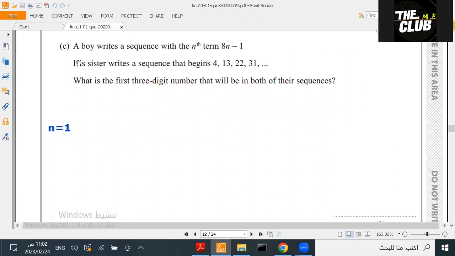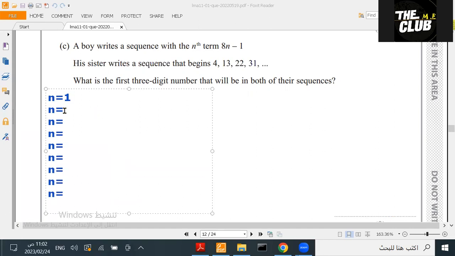Let's put the question here. The order of terms, meaning n equals 1, then n equals 2. Let's write n equals. Let's copy. How many do we need? I don't know, so we would work on them. Here 2, here 3, and then 4, 5, 6, 7, 8, maybe 9. I don't know. We will go to 10 and check what's happening.